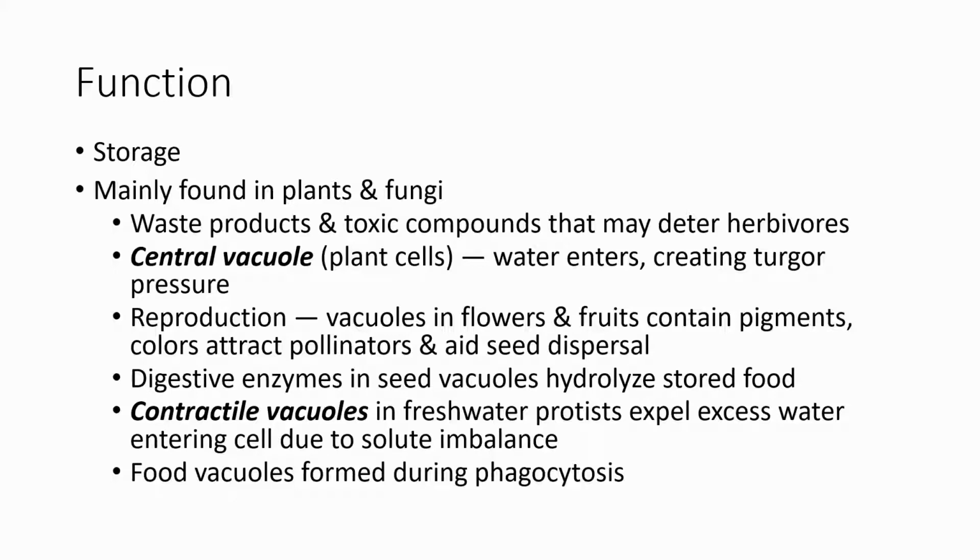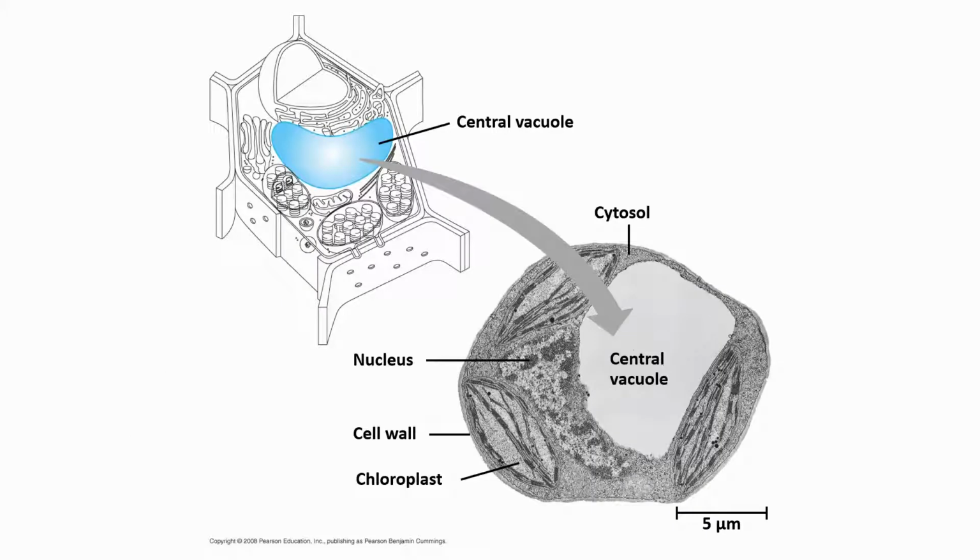Freshwater protists, which are single-celled creatures, have these special structures called contractile vacuoles. They contract and squirt out water, and this is a way to get rid of excess water. Once again, we'll talk about why when we talk about cell transport. And also you can say that food vacuoles are formed during phagocytosis, which, if you remember from lysosomes, is basically how unicellular organisms eat. So here we see a central vacuole in the center of a plant cell. It's usually kind of an open, empty looking space, but you can have things dissolved in the water that fills this central vacuole.